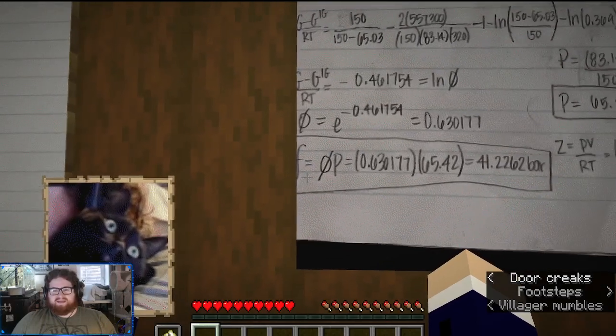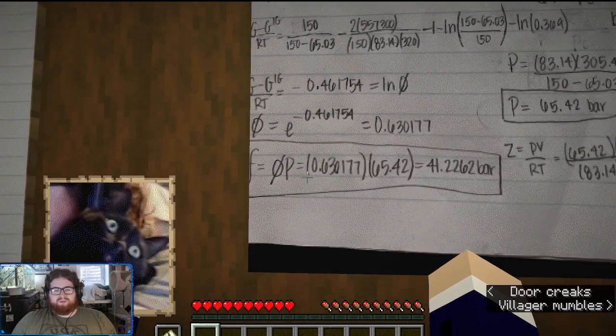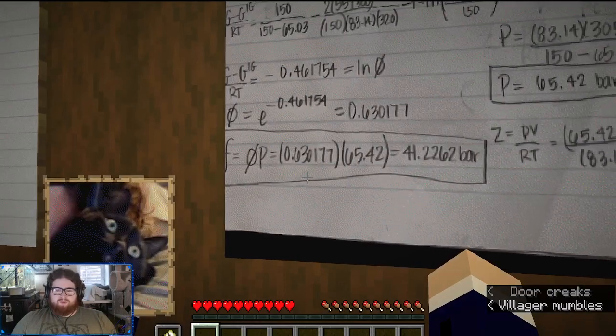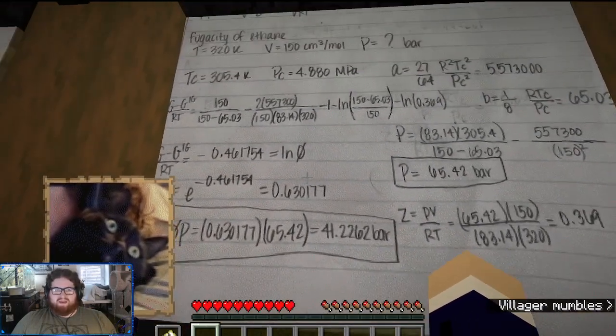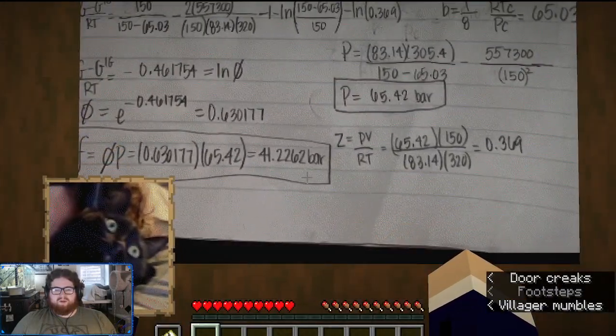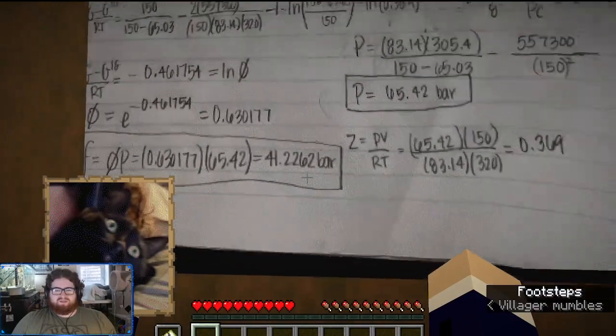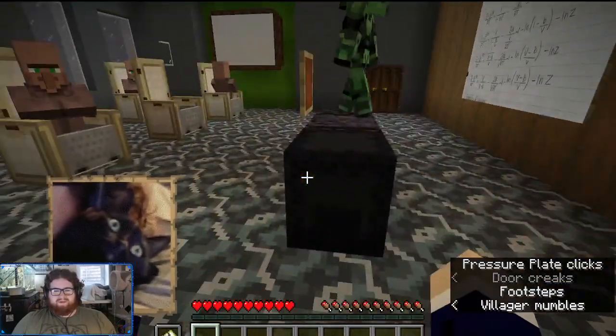Now, we can use that to calculate the fugacity of ethane. So we know fugacity is equal to phi multiplied by the pressure. So we plug those in, and we get a fugacity of 41.2262 bar. And that's it.